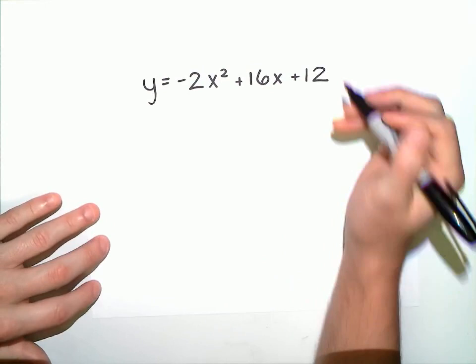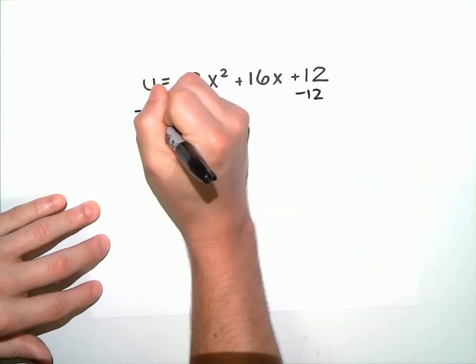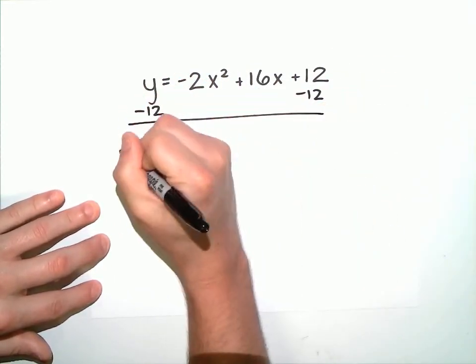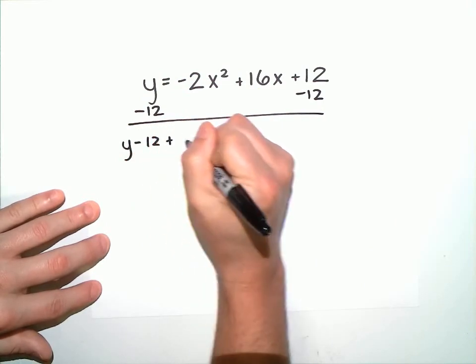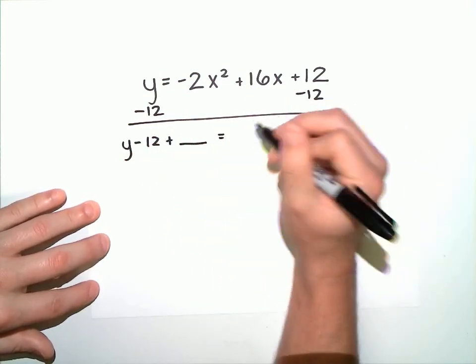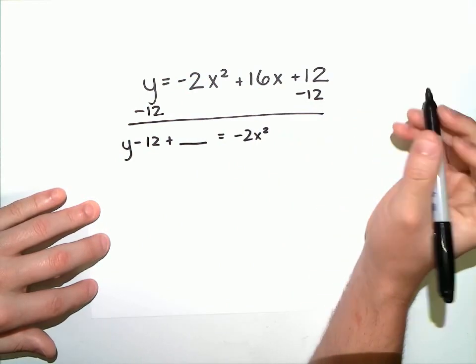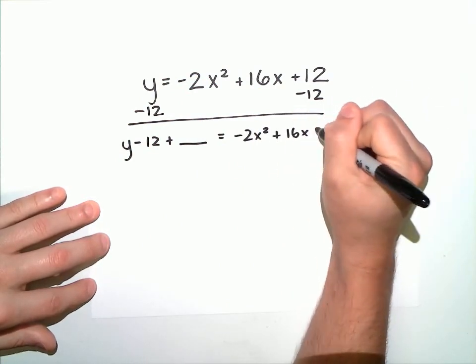So the first thing I am going to do is go ahead and move your 12 over. So we got minus 12 on both sides. And we're going to get y minus 12 plus blank equals negative 2x squared plus 16x plus blank.